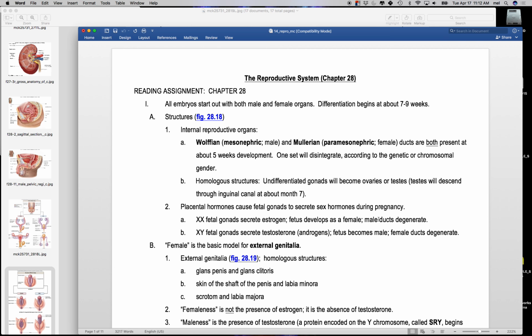Okay. So the undifferentiated gonads will eventually become ovaries or testes, and they only drop through the inguinal canal about month 7, even though they already differentiated. They take a little while to drop through, and sometimes males are born without one of them dropped.